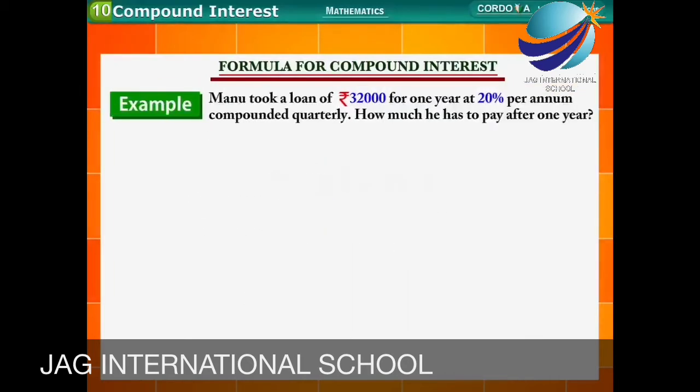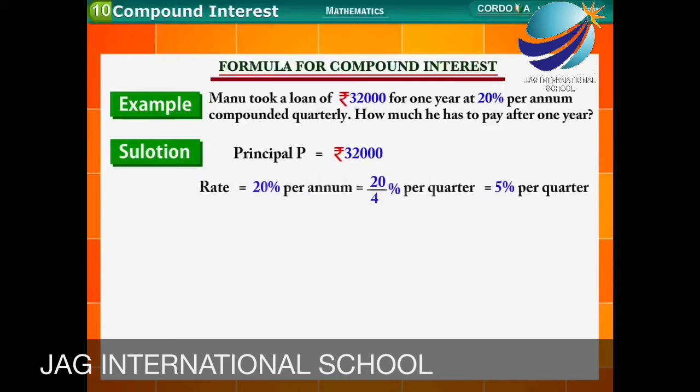Example: Manu took a loan of rupees 32,000 for 1 year at 20% per annum, compounded quarterly. How much he has to pay after 1 year? Solution: Principal P is equal to rupees 32,000. Rate is equal to 20% per annum, which is equal to 20 upon 4% per quarter, which is equal to 5% per quarter. Time: 1 year, which is equal to 4 quarters.